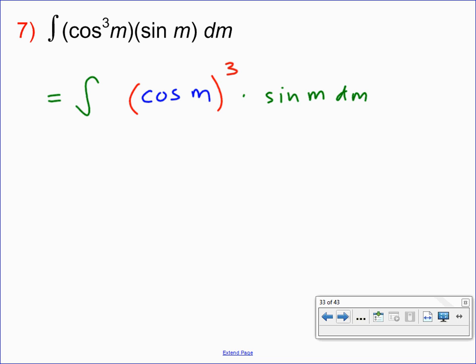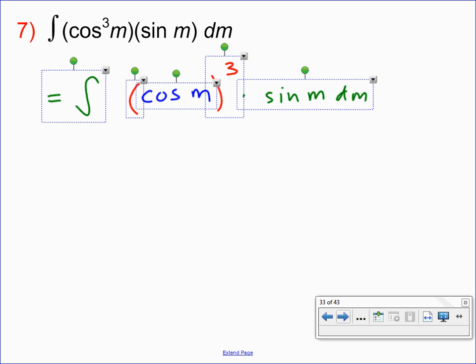Why would it be useful to rewrite like this? Because now you can see the overall is a power function. The base of the power function is cosine of m, and the derivative of the base, or a portion thereof, is the sine of m. Does everybody see that? When we rewrite like this, we can see we're working towards the overall power rule, where I add 1 to the exponent and divide by the new exponent, to figure out what constants may or may not be needed, right?